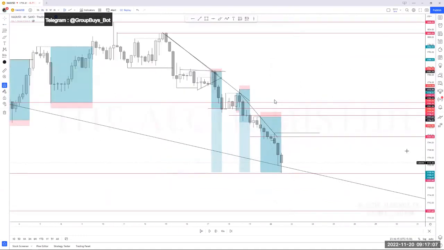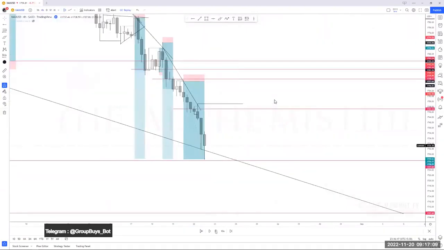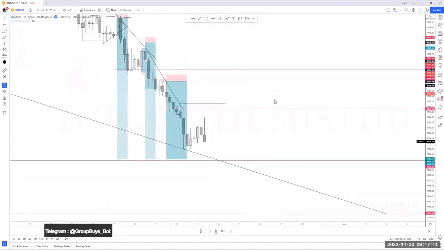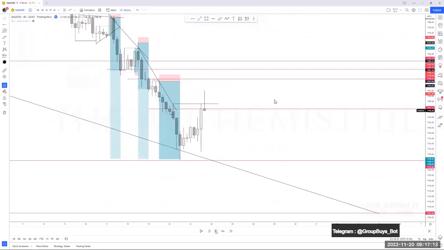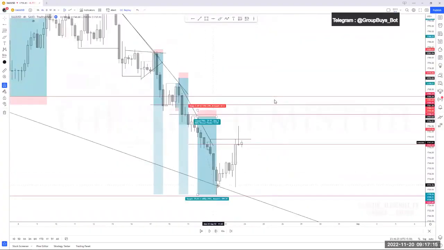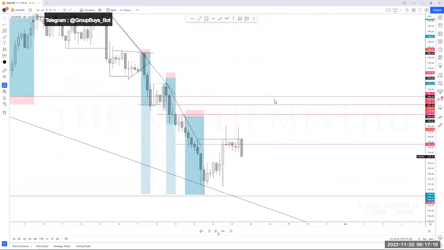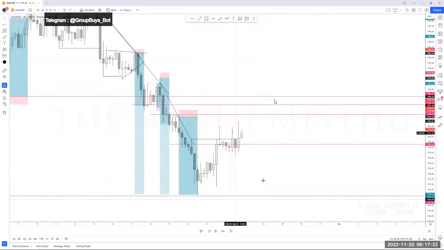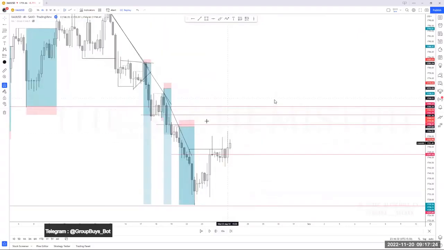Okay, let's see the 4-hour time frame. There we go. There we get the breakout structure after closing above the trend line. We get a breakout structure on the 4-hour. So now until it gets into these areas, what do we do? We buy it.